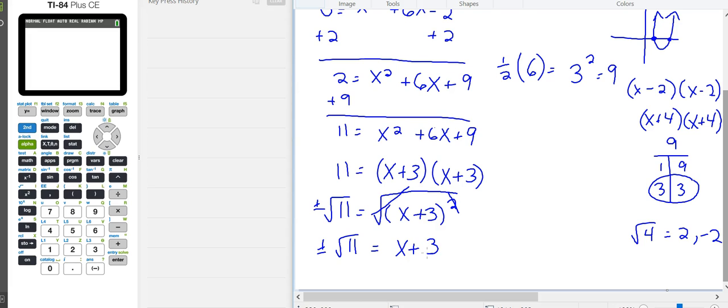Now we need to get x alone. To do that, we're going to subtract 3 and subtract 3. Plus or minus the square root of 11 minus 3 is equal to x. And these are our 2 values of x.